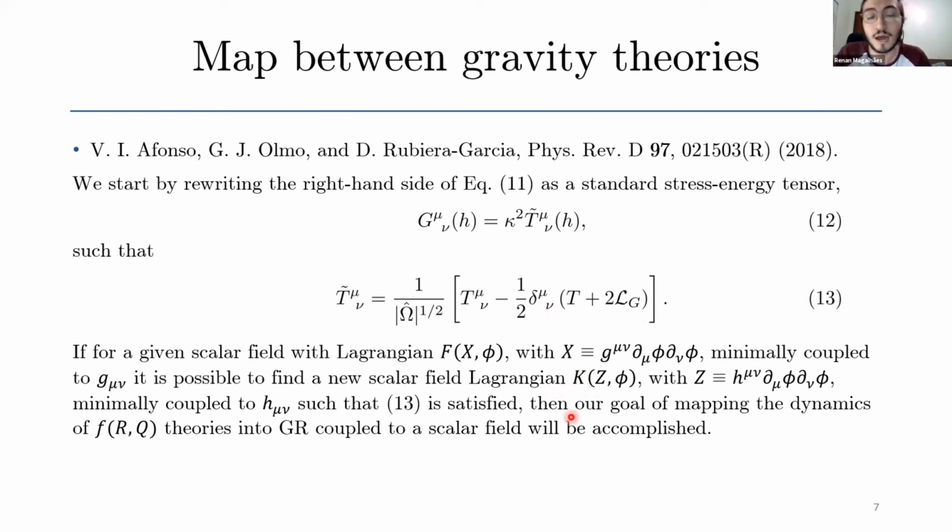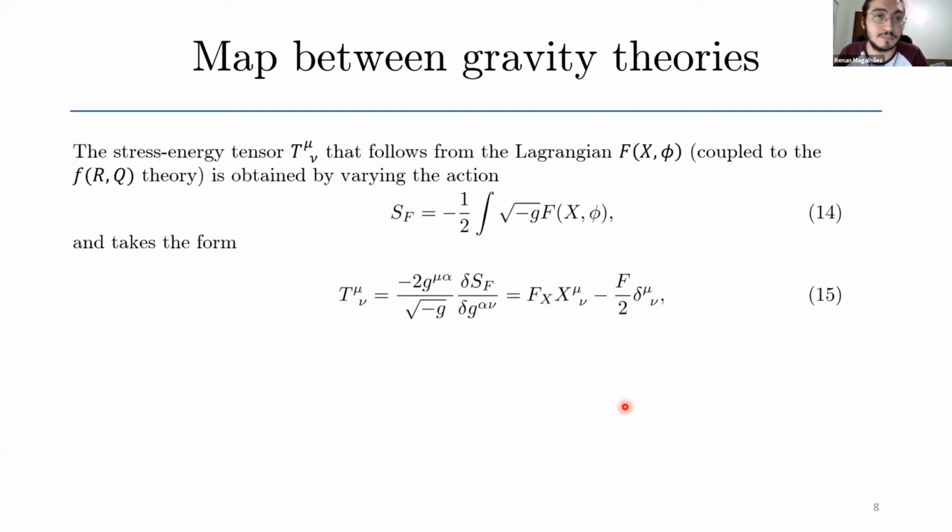We have a matter Lagrangian coupled to the auxiliary metric. The matter Lagrangian is coupled to general relativity. Here is the kinetic term associated with it. And we will find a matter Lagrangian capital F coupled to the space-time metric. If this equation here is satisfied, then our goal of mapping the dynamics of F of R Q into GR coupled to a scalar field will be accomplished. So let's construct this map.